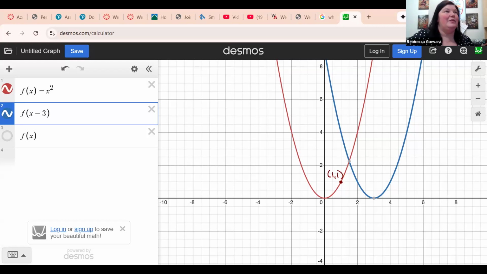So when I do that, if we're centered here at 0, 0, now we're centered here at 3, 0. This point has moved over here to 4, 1. What we see here is that the x component is increased by 3. So we subtract 3, but we increased by 3 when we graph it.